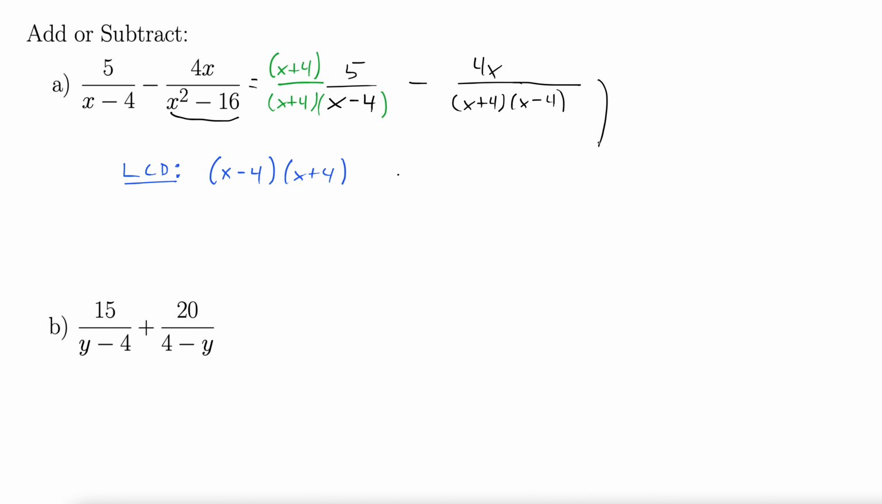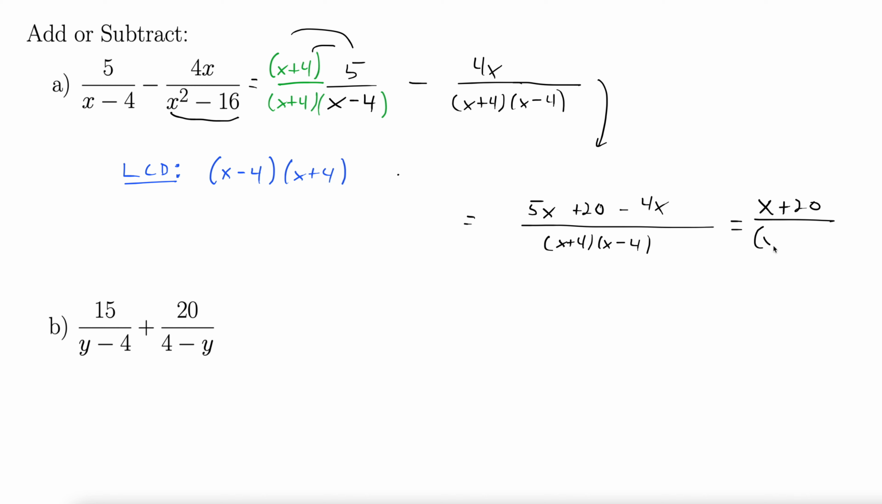Okay, so I'm bringing this down here. Alright, so equals, now I already know what the denominator is, x plus 4, x minus 4. Okay, and up top, I'm going to go ahead and distribute this 5 through. So that gives us 5x plus 20, and then minus 4x. 5x minus 4x is 1x. So this simplifies down to x plus 20 over our denominator x plus 4, x minus 4. There we go.